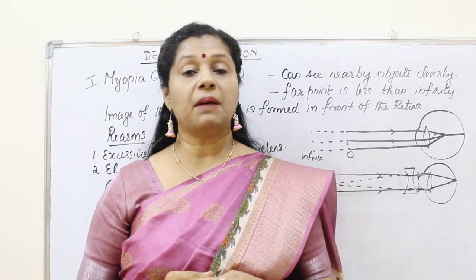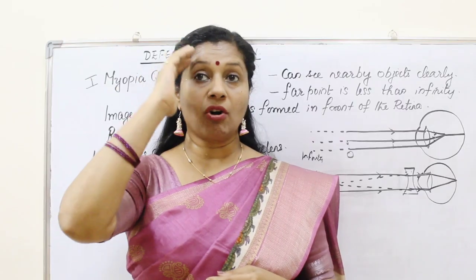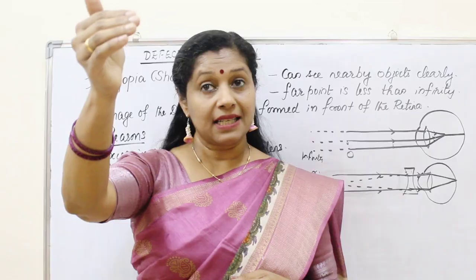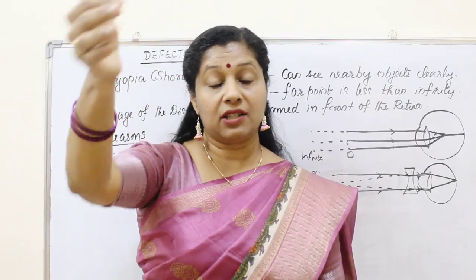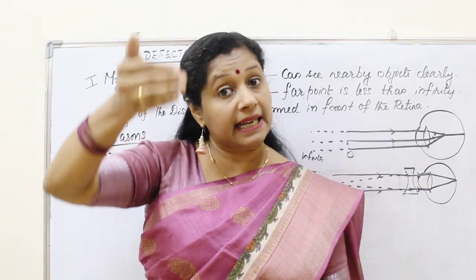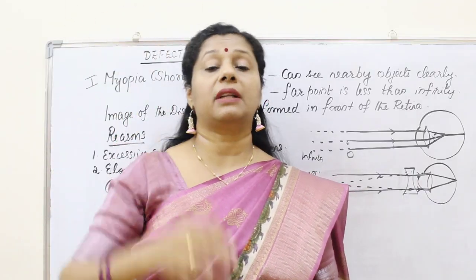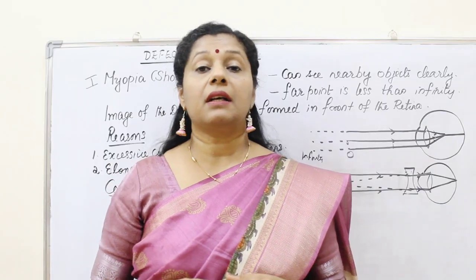But for these people, what happens is their far point or the farthest vision is not up to infinity. They cannot see up to infinity, but they can see some point before that. So their far point is nearer than infinity. It's not reaching up to infinity. It is just before that, or a few meters before that. Clear? So this is the condition.